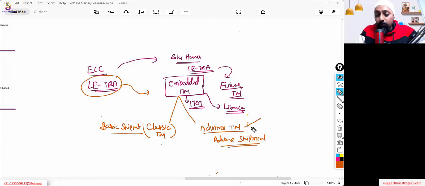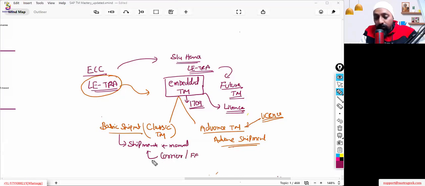Now, SAP said that for advanced TM, you need to pay license. And this part of classic TM, you would be able to use. The same functionality which was there in LETRA, similar kind of functionality would be available here, and license is not required. Here again, you would be able to plan your shipments manually, assign your carriers or freight forwarders manually and execute the shipment. That basic functionality would be there.